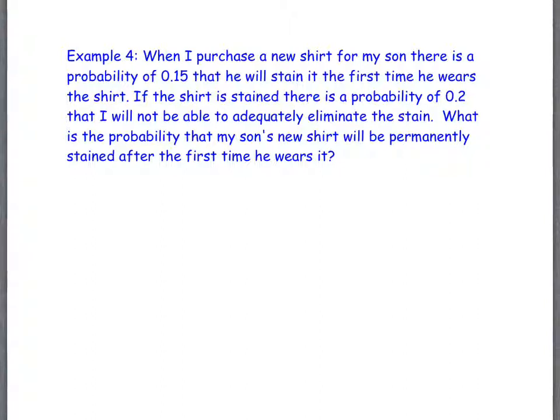Okay. There's 2 things going on here. I mean, there's 2 probabilities even listed. What are the 2 things going on? Staining of the shirt and the removal or non-removal of the stain, right? Which one comes first? Yeah. So there's 2 things that can happen when he wears the shirt. He either stains it or he doesn't.